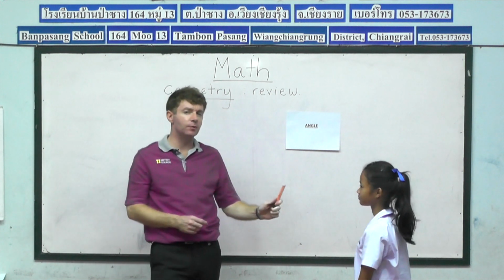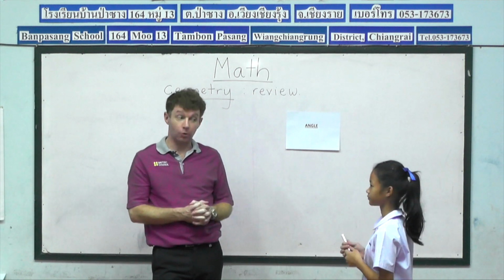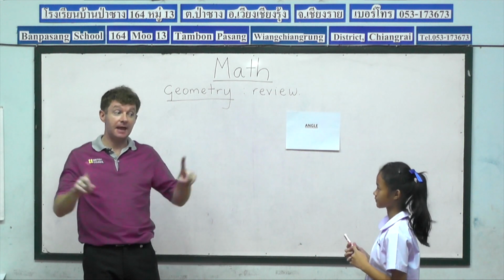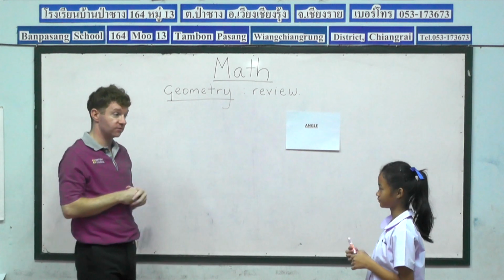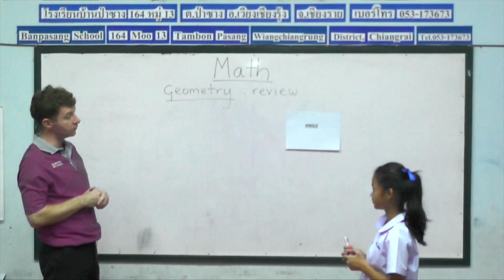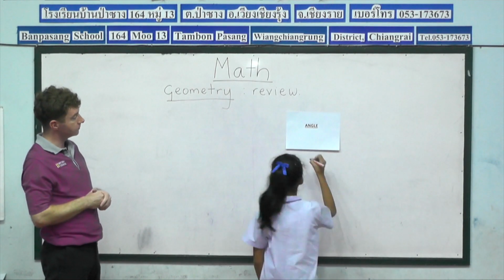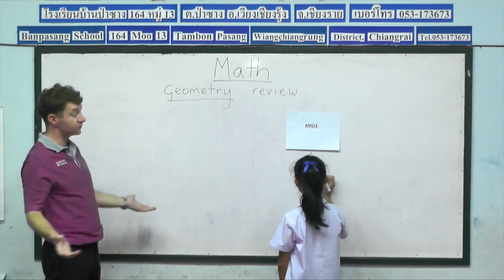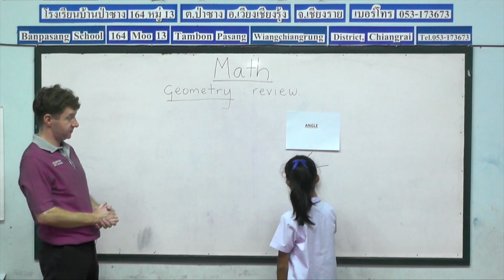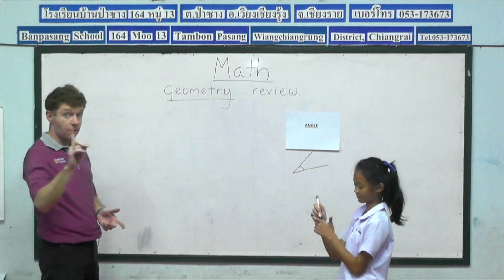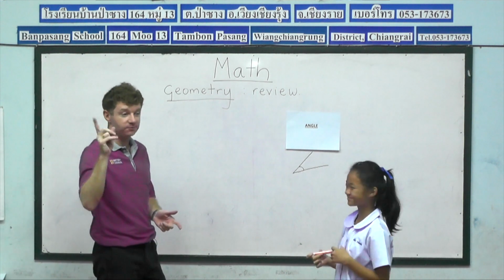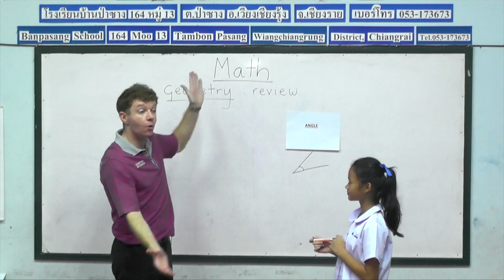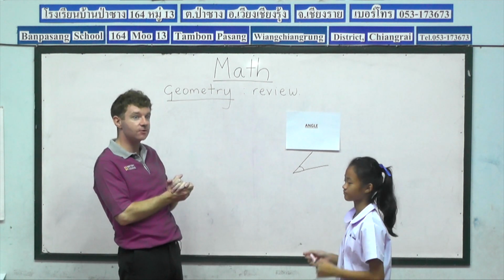How many lines do we need for an angle, guys? 2. Do they have to meet? Yes, they have to meet at an end point. So can you demonstrate an angle for us, Dan? 1 line, 2 lines. That's perfect. Okay, now for an extra bonus point. Is this angle larger or smaller than 90 degrees?